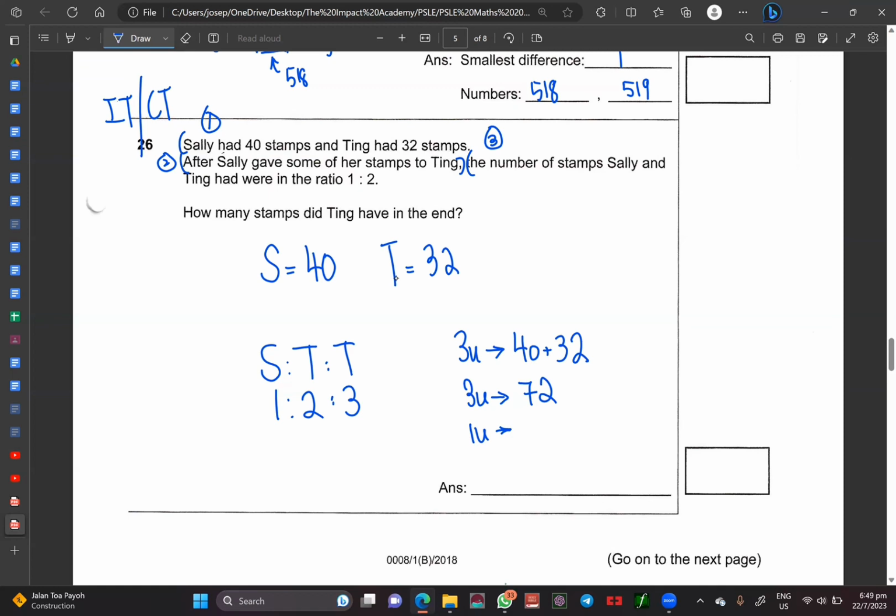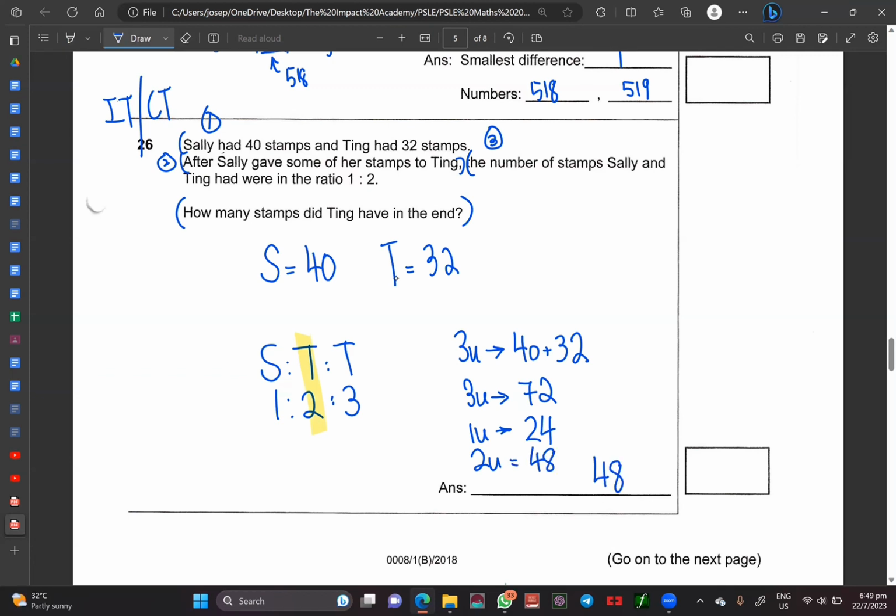Okay, Mr. Green Man. And when I have my Mr. Green Man, I know I am halfway there. Once I'm done with this, read the question. The question says, how many stamps did Ting have in the end? In the end, cast your eyes onto this part, and you realize that it is 2 units. So therefore, 2 units is actually equals to 48. How did I get 48?